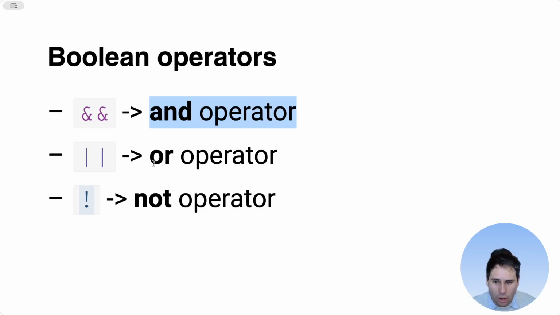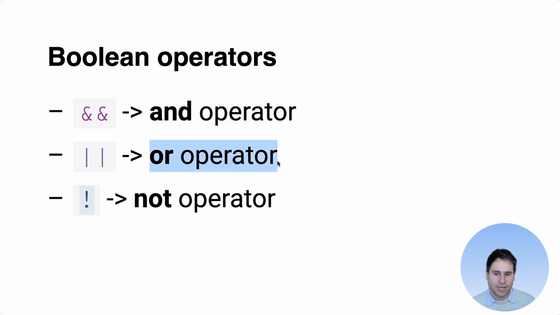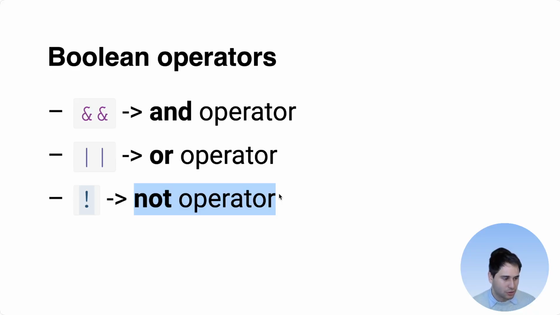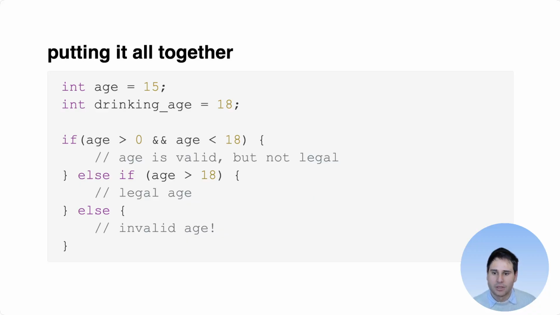We have the OR operator, which, you've probably heard of these concepts from Boolean logic in mathematics. So is either side of the operator true? And the not operator just flips whatever it's associated with to the opposite. So true would become false, false would become true. So let's put this all together into a program that makes a bit of sense. I've got my age is 15 and the drinking age is 18, but I can just use 18 hard-coded in this case.